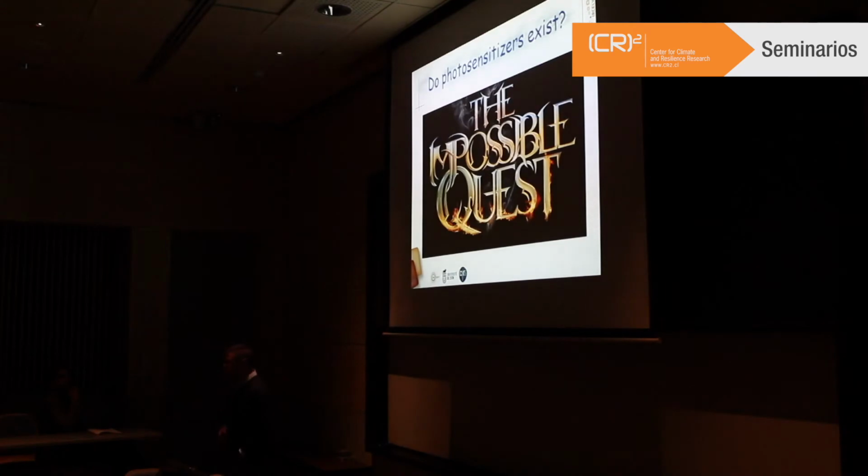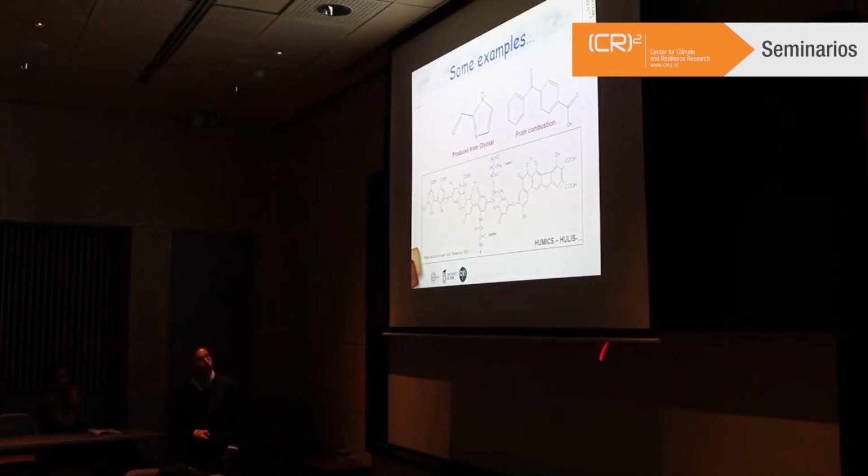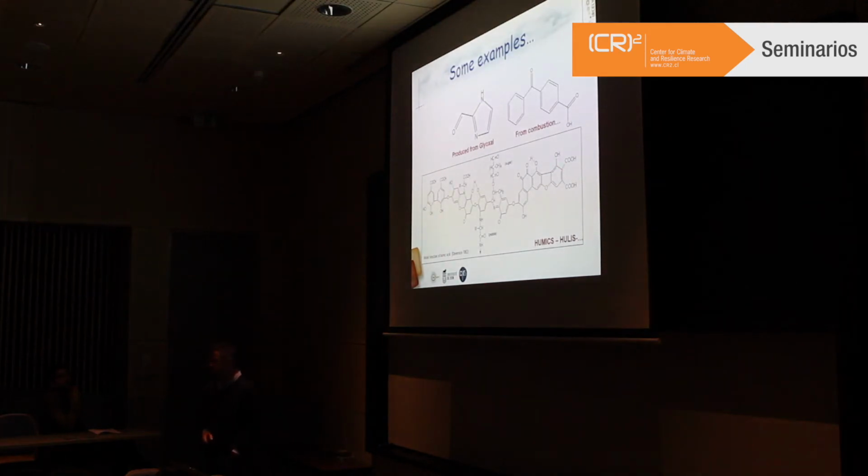So of course comes the next question. Do these photosensitizers really exist? Of course. It's well known for humic acid, for instance. You will find humic acid in every place. It's called different ways. It could be in rivers, it could be in the ocean. It's dissolved organic matter, and so on.